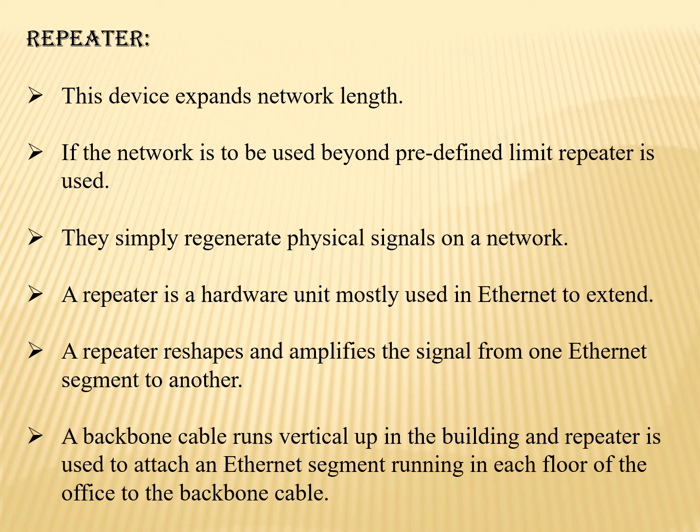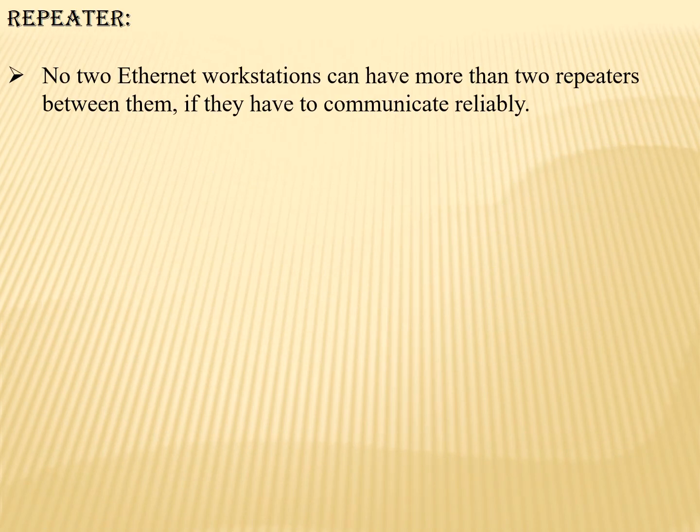A backbone cable runs vertically in the building and the repeater is used to attach an Ethernet segment running on each floor of the office to the backbone cable. So when I am using repeaters in Ethernet, there will be the Ethernet cable lying from the top of the building, and on each and every floor we will use a repeater in order to achieve connection. No two Ethernet workstations can have more than two repeaters between them if they have to communicate reliably. So when I am using repeaters for Ethernet workstations, we can't use more than two repeaters between two Ethernet workstations.